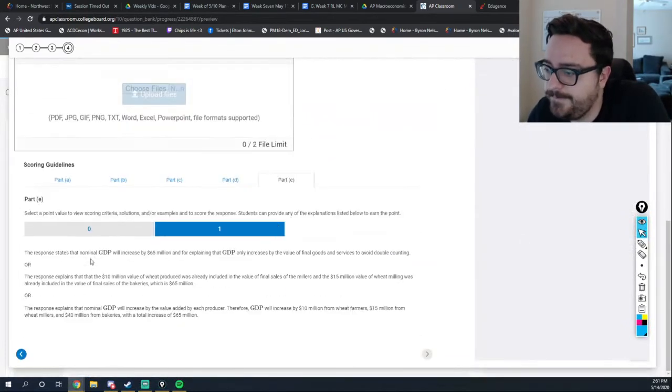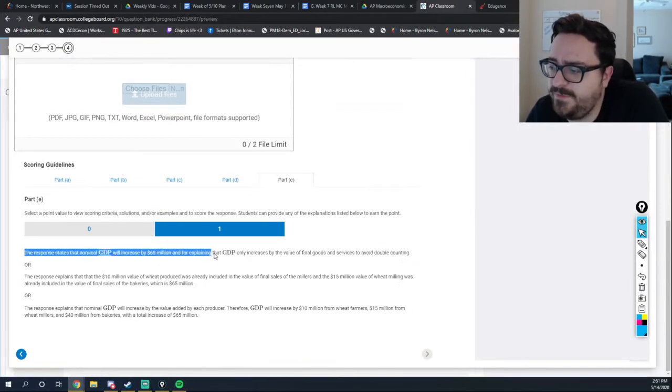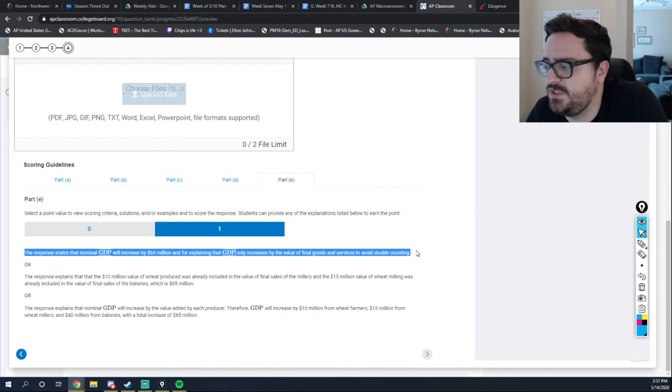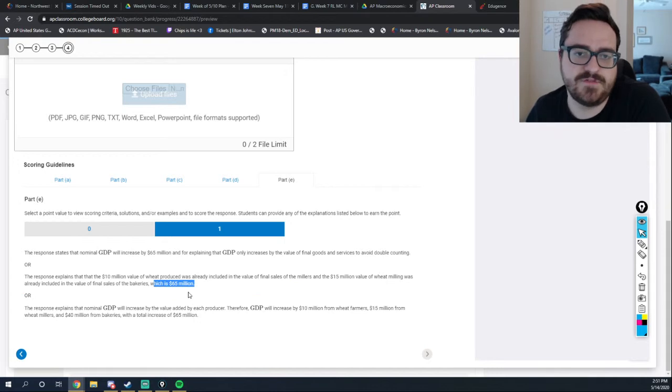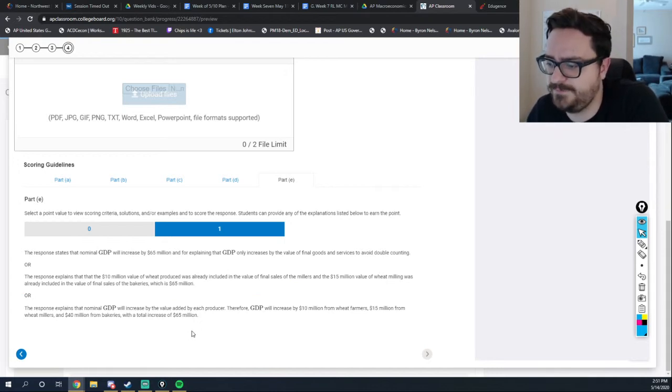And then part E, multiple ways to explain it. Nominal GDP will increase by 65 because GDP counts only final goods and services to avoid double counting. You don't want to count the same thing more than once. The 10 million was already included in the final sale of the miller. The 15 of the wheat milling was already included in the final sale, which is 65 million. These are all just different explanations of how the 10 and the 25 were already counted towards that.